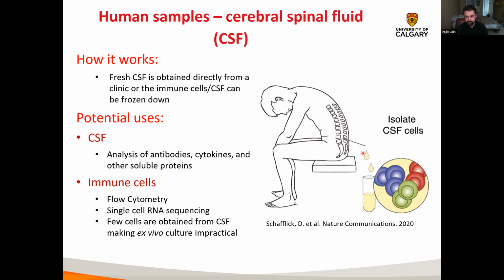In particular, what you would do with CSF is you would again spin it down like the blood to separate your immune cells from the rest of the fluid portion, which would be the CSF. With the immune cells, you generally are limited to single cell analysis because you're really not going to get a lot of immune cells from one of these spinal taps. You might get at best something like 3,000 cells. And so you're highly limited in the sort of analysis you can actually do with them. But with the CSF, you can again look at things like antibodies, cytokines, and other soluble proteins to look for things like biomarkers, which could be really valuable.